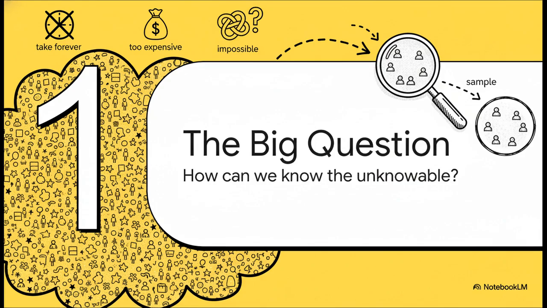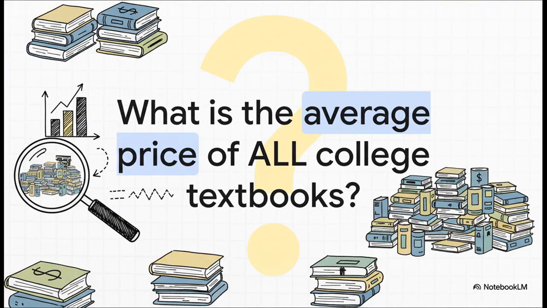So here's the core problem we're always up against. We want to know something about a massive group, what we call a population, but actually measuring every single person or thing in that group is pretty much impossible. It's too expensive, it would take forever. Let's make this super concrete.